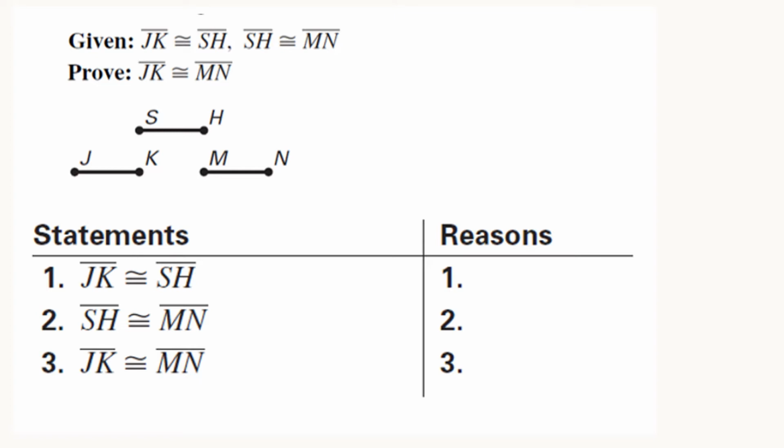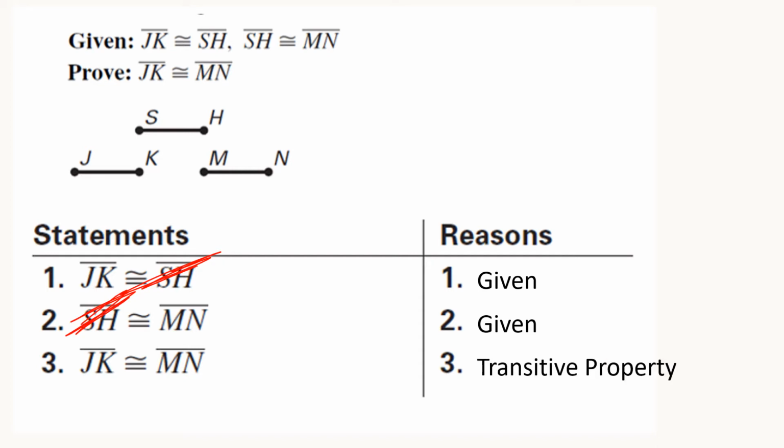Okay, so given line segment JK is congruent to SH and line segment SH is congruent to line segment MN. So the first statement is a given. The second statement is also a given. Sometimes we separate these for you just because there might be a lot of information and it's too much to put on the first line. So then this is very similar to the other one. We can use the transitive property and set JK congruent to MN by using the transitive property.